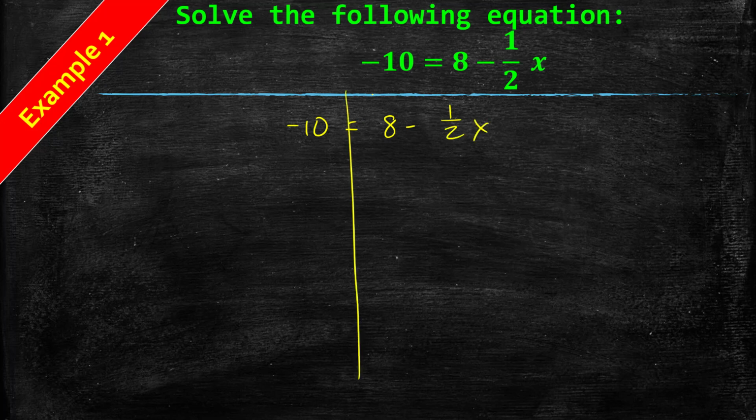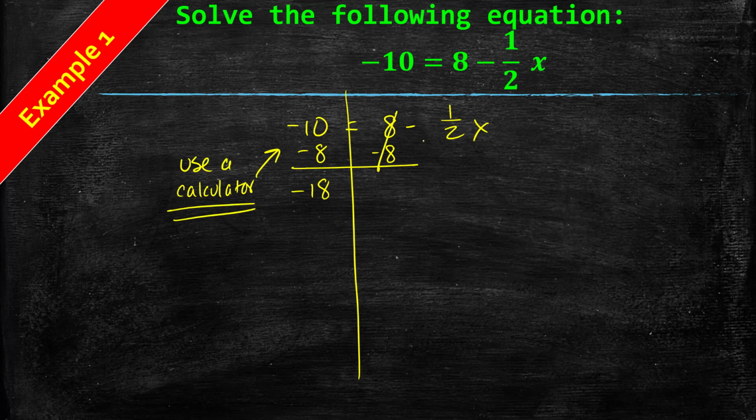I'm going to still draw my line down. Now, let's start off. We only have a variable on one side, so I'm going to go ahead and subtract 8 from both sides. This is going to give me negative 18. I highly recommend using a calculator here, unless you're really, really good at it, but use a calculator. All right, which leaves us with negative 1/2 x equals negative 18.